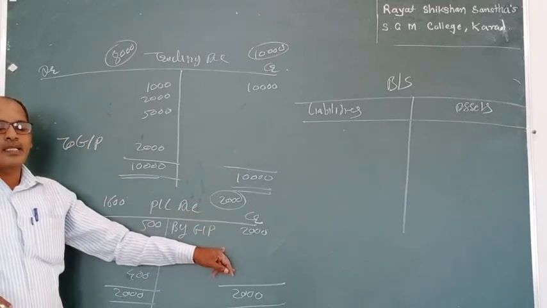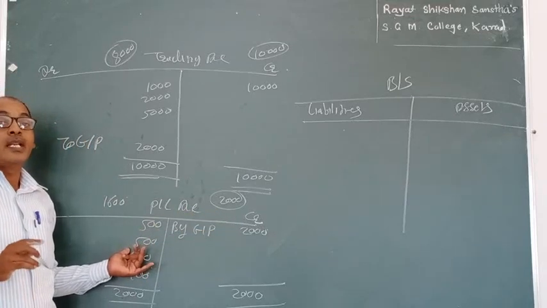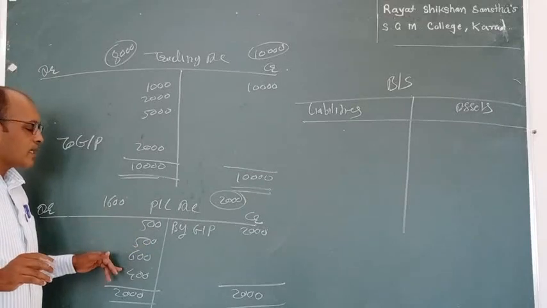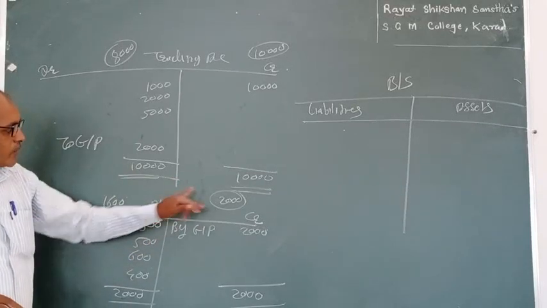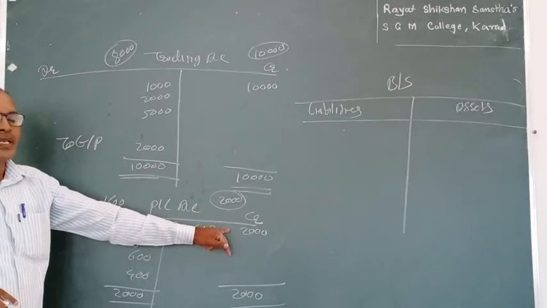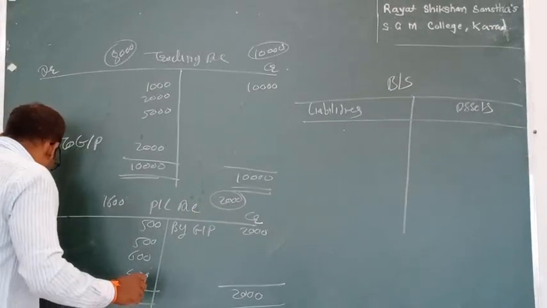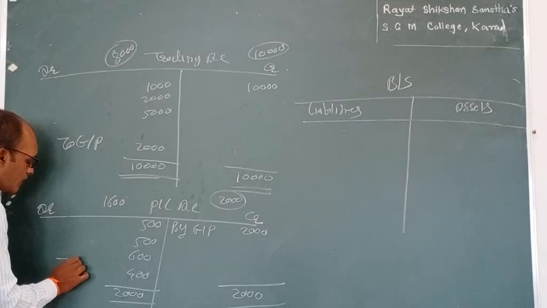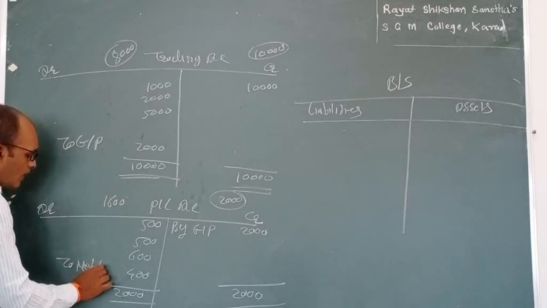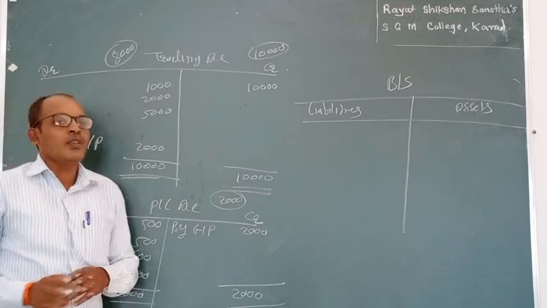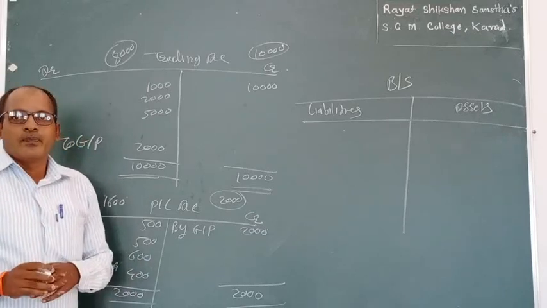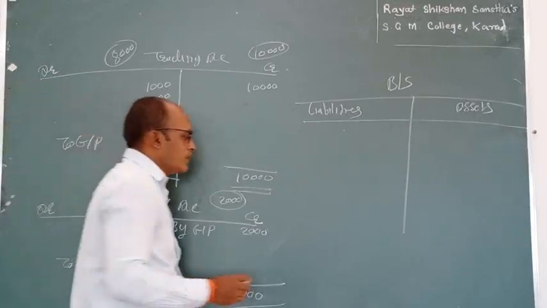When credit side is excess over debit side it is called net profit, and when debit side is excess over credit side it is called net loss. In this case, the 2000 is the excess amount of credit side, so the balancing figure is called net profit. Net profit.